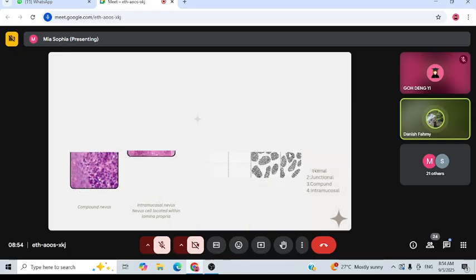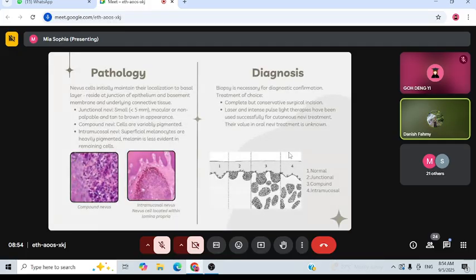You can see here microscopically, number 1 is normal, 2 is junctional, the compound is the combination of junctional and intramucosal, and the fourth one is only the intramucosal.